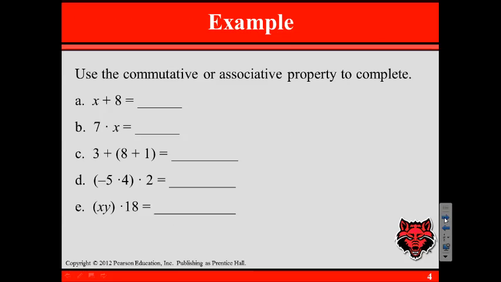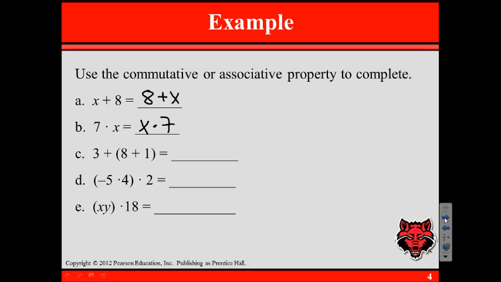Let's just try a few examples of the commutative and associative properties and simplify the statements. So if we have x plus 8, here we have two terms, so the commutative property would be appropriate. And x plus 8 will be the same thing as 8 plus x. Remember, with addition or multiplication, the order is irrelevant. For example B, 7 times x is the exact same as x times 7.